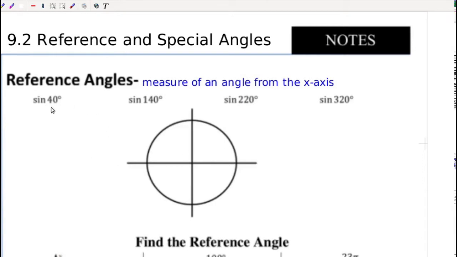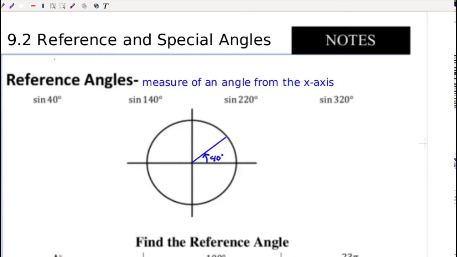So let's draw in these angles that we're given here. So sine of 40, we'll just draw in where would 40 be. Let's see, 40 is a little bit less than 45. Let's try that again. 40 is a little bit less than 45, would be here. So 40, let's say, is about here. So this would be in standard position 40 degrees, approximately.